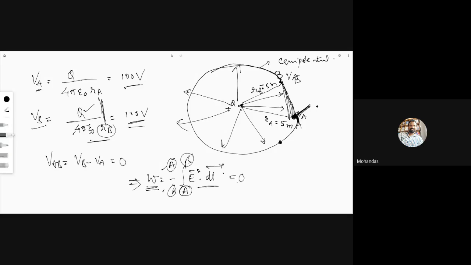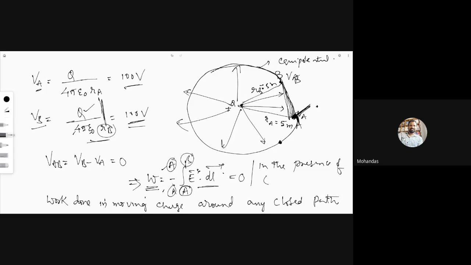It will be 0. That means what I am trying to say is that the work done in moving a charge around a closed path, any closed path, in the presence of an electric field will be 0.